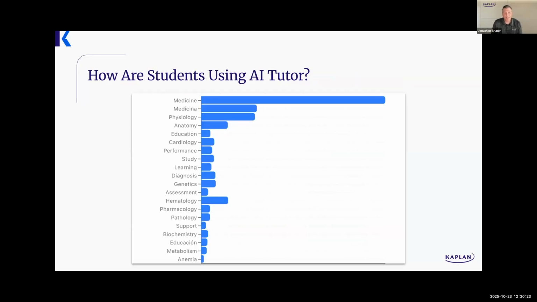The bar graph you're seeing here is depicting the amount of searches broken down by topic over the last 90 days. You can see a high amount of searches of questions related to overall medicine, but also a focus on physiology, anatomy, and hematology. Interestingly, we've been able to correlate spikes in topic searches to what is being covered in Kaplan's medical live instruction, which again shows how this is able to keep students engaged and learning.